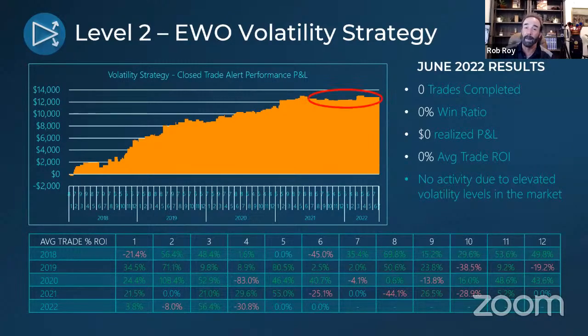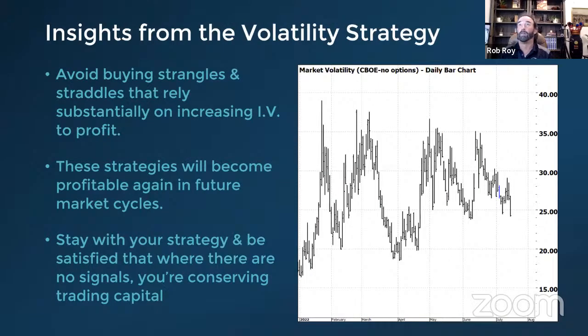They will come back. The VIX will not stay between 25 and 35 forever. In fact, here's the VIX now. It's breaking back below 25 now. If we can get it down to 20, all of a sudden you're going to see a whole bunch of these come out. So don't buy the strangles when the volatility is high. They become profitable again, or they will in future market cycles, as soon as we get the VIX lower.